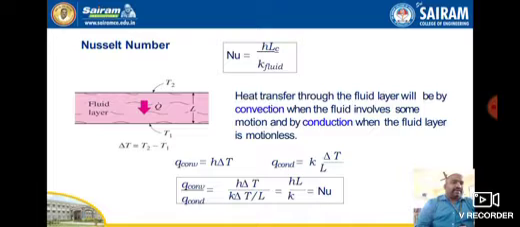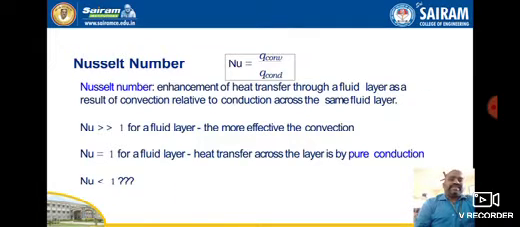So here both numerator and denominator get cancelled, so there is no unit for this quantity. And this Nusselt number has the following significance. One is the enhancement of the heat transfer through a fluid layer as a result of convection relative to the conduction across the same fluid layer.